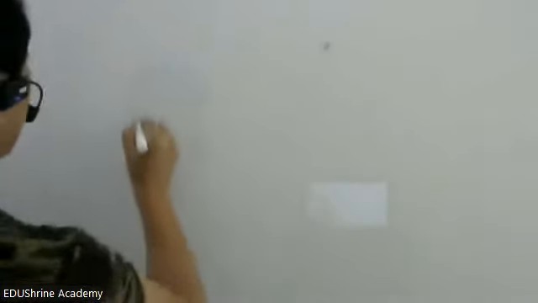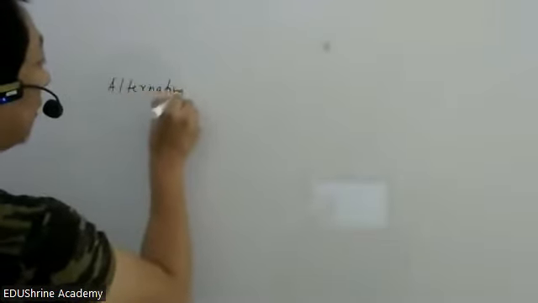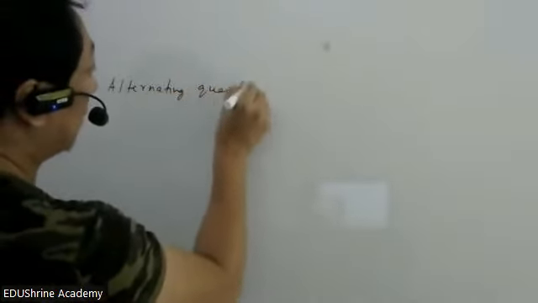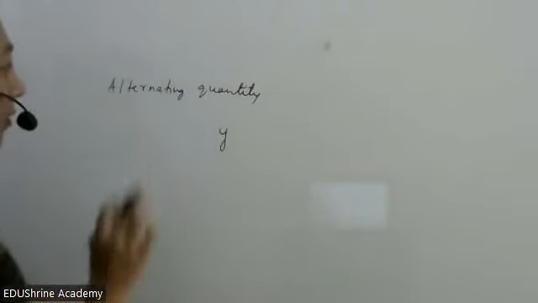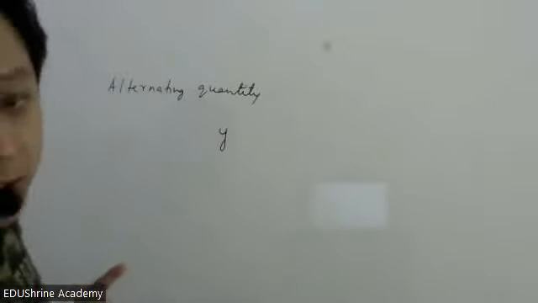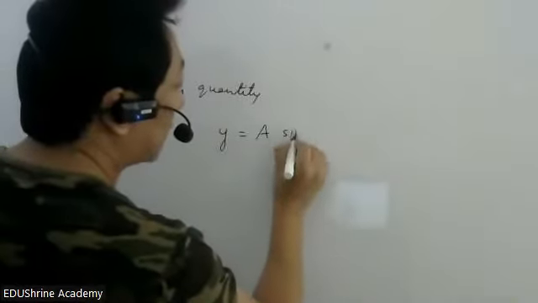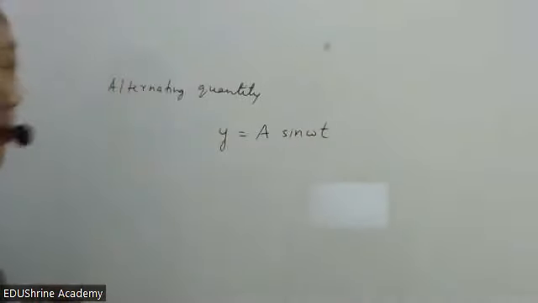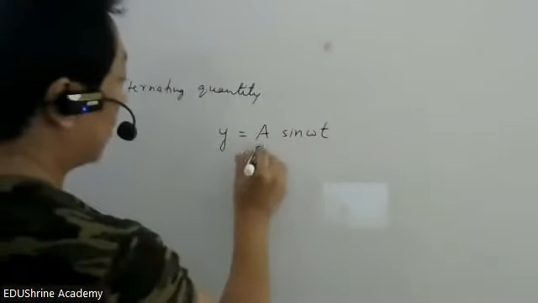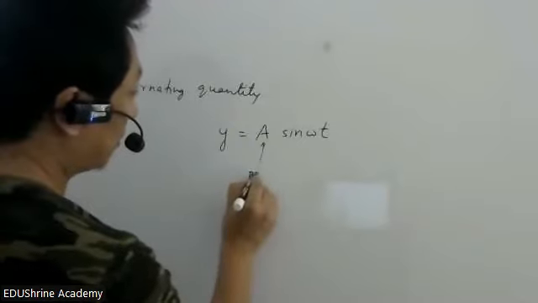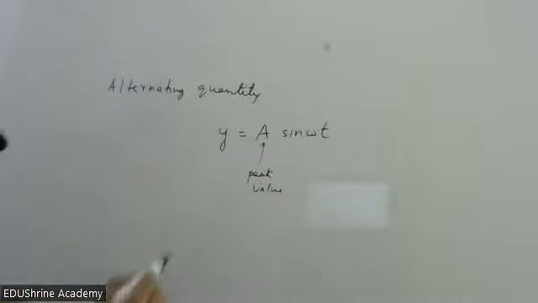So I told you any alternating quantity can be represented mathematically by, if y is the symbol for the alternating quantity, y equals A sine omega t. We can also write cos omega t. Now, this A was called the maximum value of y, which is called the peak value, or amplitude.